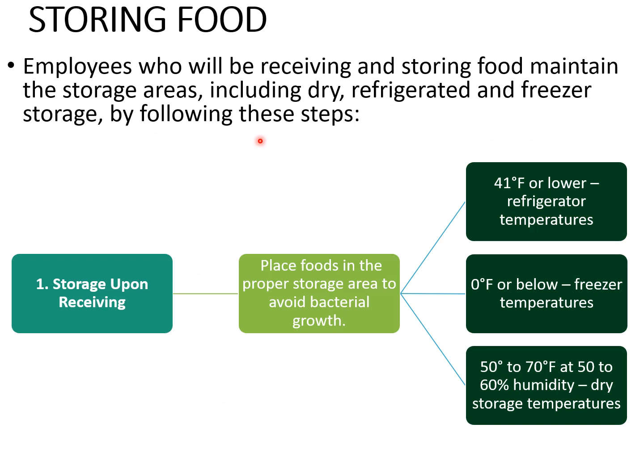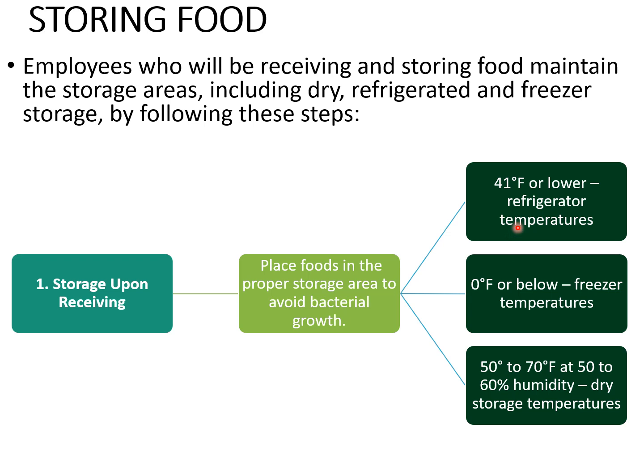Now how do the employees store the food? Upon receiving, they have to store the food, and this is done in storing areas. The storing areas have to be dry, refrigeration has to be there, and proper freezer storage has to be there. There are some aspects to consider when talking about storing food. First one is storage upon receiving. Immediately we have to place the food in a proper storage place so that you can avoid bacterial growth: a clean, dry place in the freezer or refrigerator, wherever the temperature is suitable.